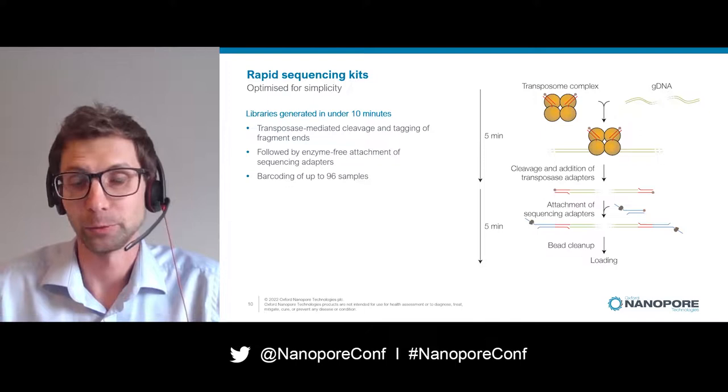Just to mention, this protocol works best with high molecular weight genomic DNA with average fragment length of at least 30 kilobases to ensure that your fragmented DNA still gives you long reads.